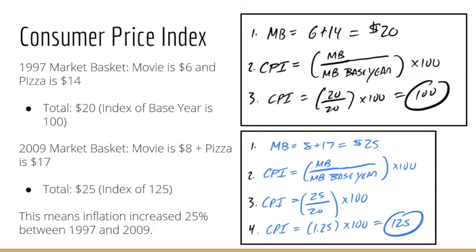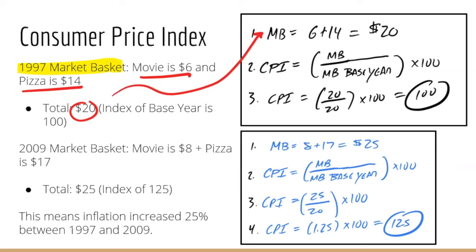So for example, right? I already worked this out just so we could save a little bit of time. So here we have our 1997 market basket. Let's say there are only 2 items. The movie is $6 and our pizza is $14. So the total cost of our market basket, right, is going to be $20. And this is step one, right? Step one, our market basket is just the two items within our 1997 market basket, the $6 for movies and the $14 for pizza.